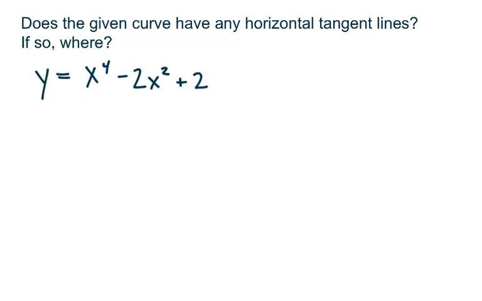In this video, we're going to talk about finding horizontal tangent lines. So, does this given curve have any horizontal tangent lines? And if so, where? So, we have to decode this, right? What does a tangent line tell us? So when we think about this tangent line, we can determine the slope if we find the derivative, right? So if I find the derivative, that means I would know the slope of the tangent line.